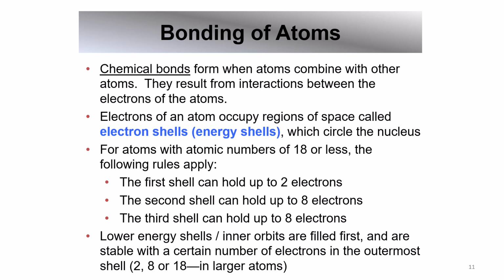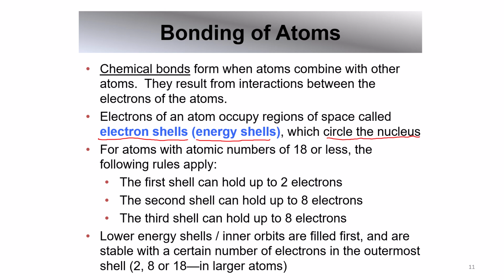Okay, so before we get into the bonding of atoms, why they get together, we need to talk about the electrons. So in that earlier picture, I showed how the electrons are spinning around the nucleus of the atom. Where they're located, where they're spinning, these are called electron shells or energy shells. And so here, these electron shells, energy shells, these circle the nucleus.